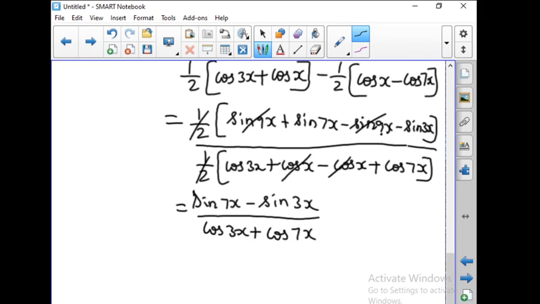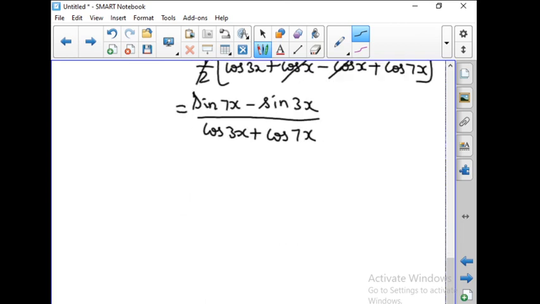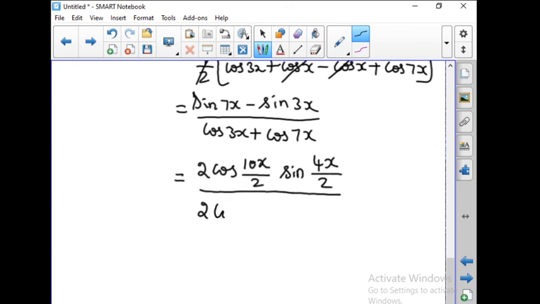What did we do first? We converted using the product to sum rule. Now we are going to convert using the sum to product rule. So it is sin C minus sin D. So 2 cos of C plus D by 2, that is 10x by 2, sin of C minus D by 2, that is 4x by 2, divided by 2 cos of C plus D by 2, that is 10x by 2, cos of minus 4x by 2. So cos of minus theta is cos theta.